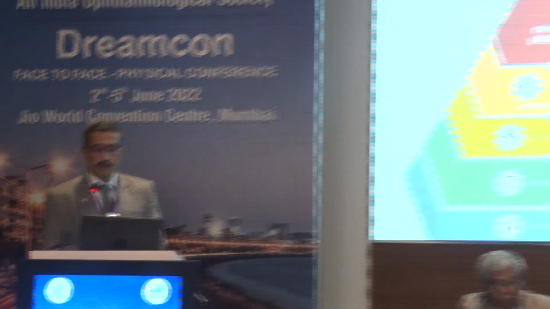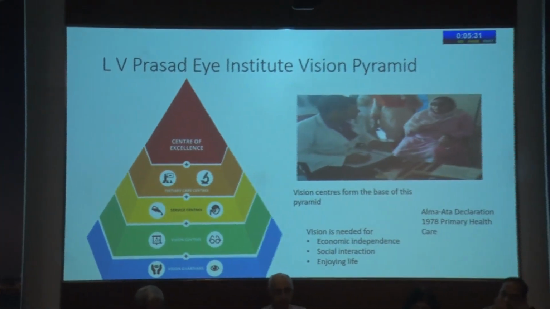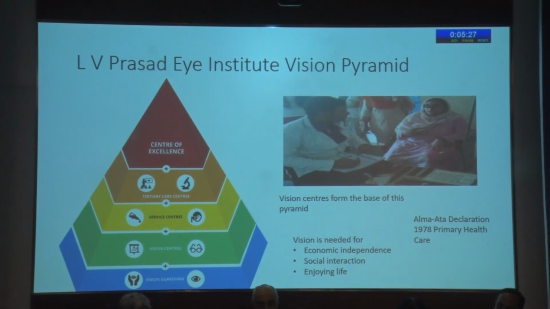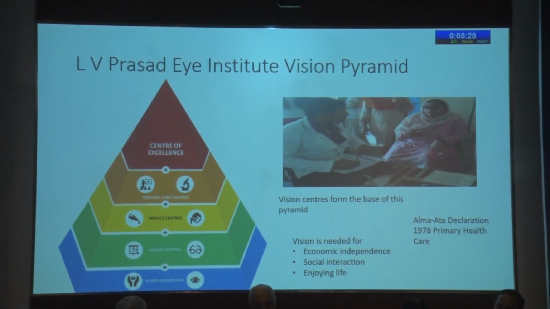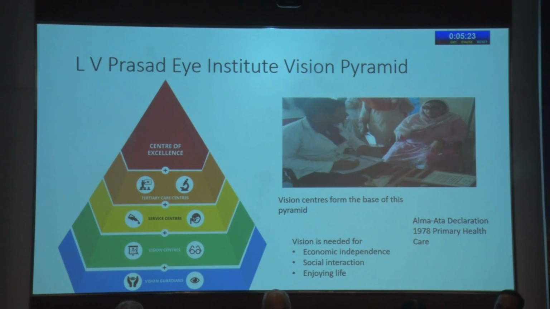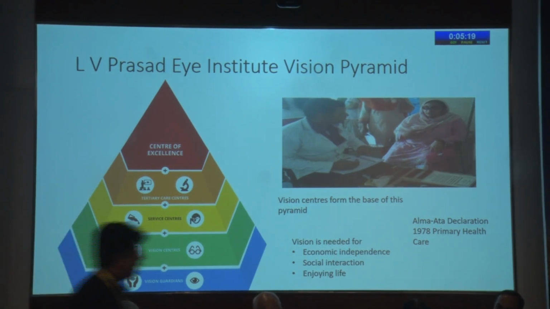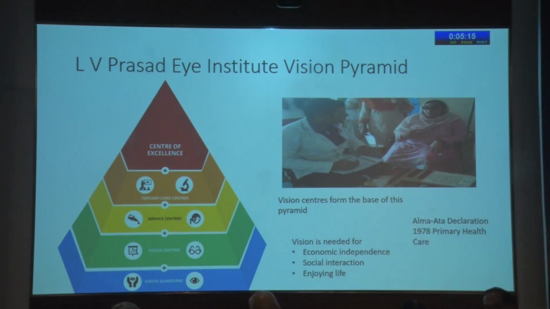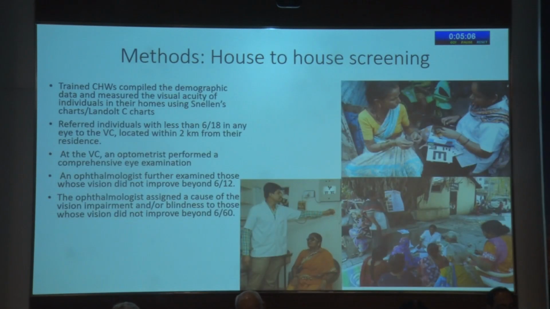This was based on the L.V. Prasad Eye Institute's vision pyramid model, in which the vision centers form the base of the pyramid. This is as per the Alma Ata declaration that primary healthcare is very, very important. We know vision is needed for economic independence, for social interactions, for enjoying life. But so far, all that was done for healthcare at the primary level was eye camps. In Vision Center, that is not the case.